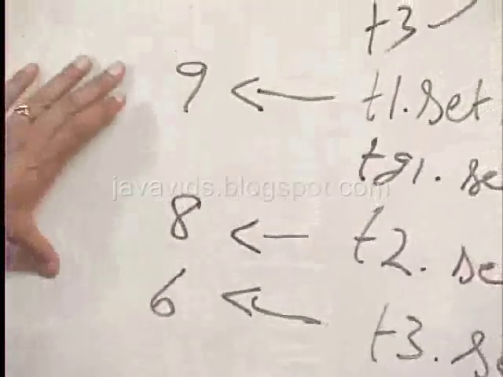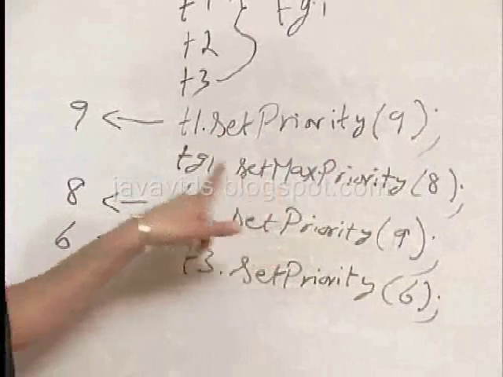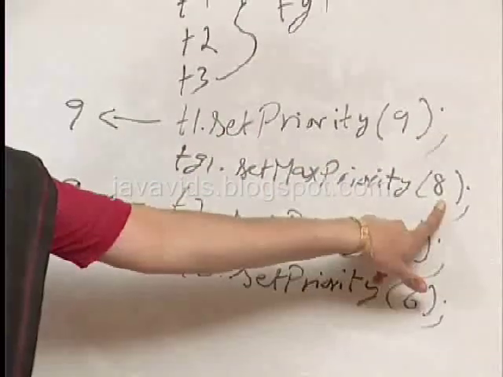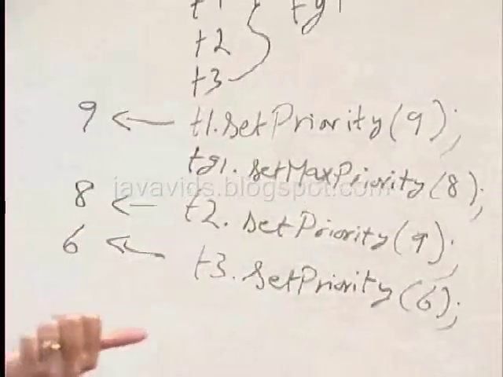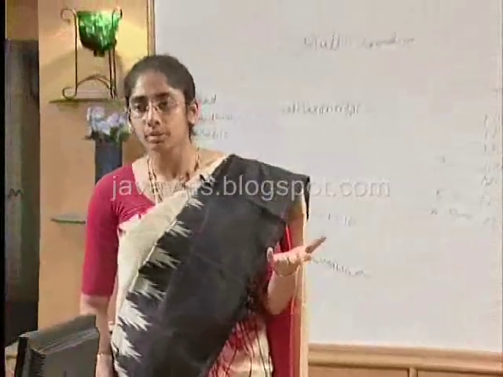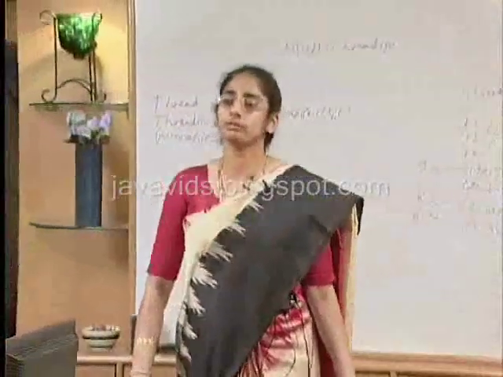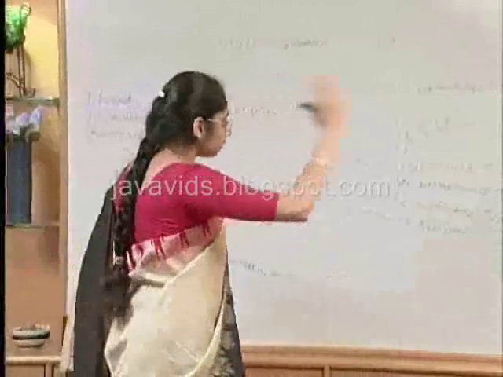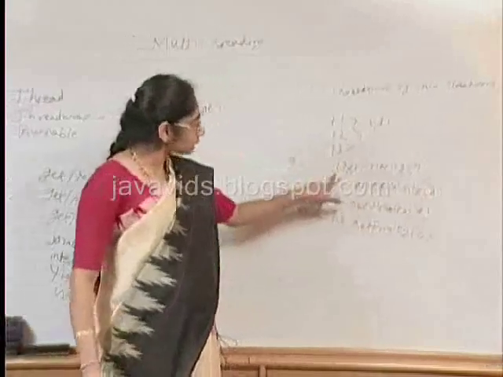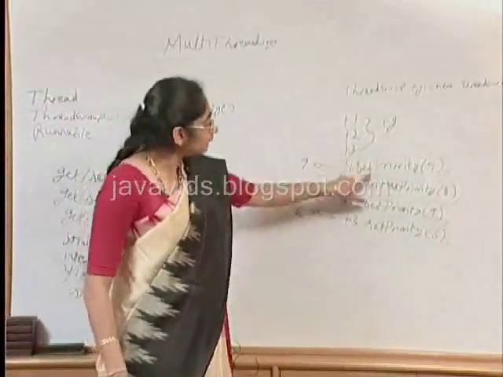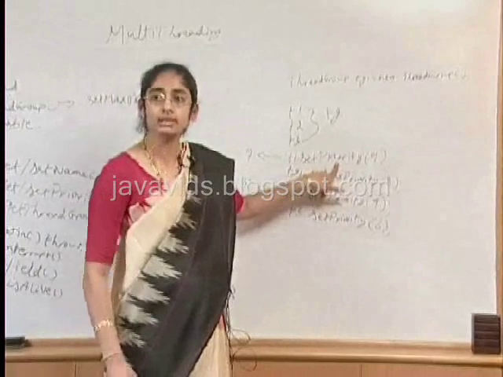The reason for this is you are setting the priority of T1 to be 9 before setting the max priority for the group to be 8. When you set the max priority for a group, it means that any thread that belongs to that particular group cannot have a priority greater than 8. Although the allowed priority is between 1 and 10, any thread belonging to this particular group can only have a maximum priority of 8. But this particular thread, T1, also belongs to TG1, but its priority has been set prior to setting the max priority of the thread group. So at the point when you set this priority, the max priority was 10.